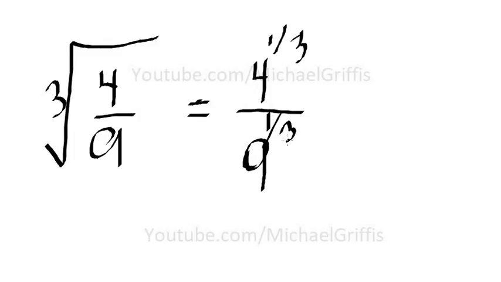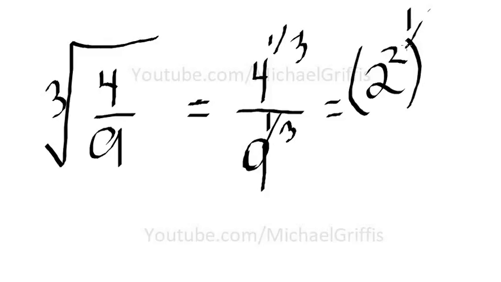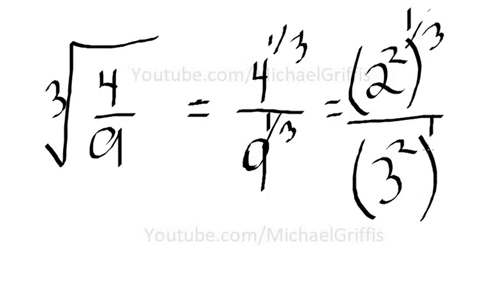4 to the 1/3 over 9 to the 1/3. Let's see. This can be rewritten as 2 squared to the 1/3. And this can be written as 3 squared to the 1/3. How's that going to help us out any? I'm trying to get it figured out.